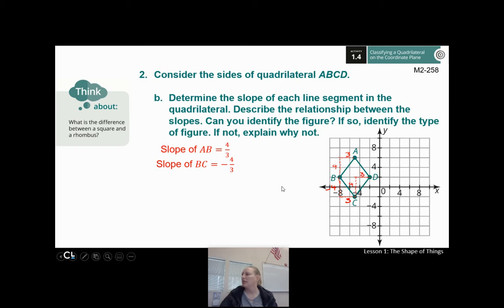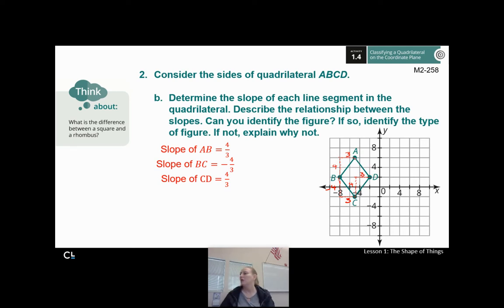So it looks like the slope of CD, its rise is 4, my run is 3. So my slope is 4/3. So check it out. AB and CD are parallel. That's a good sign. What else do I have here? Oh, we need to do AD, right?